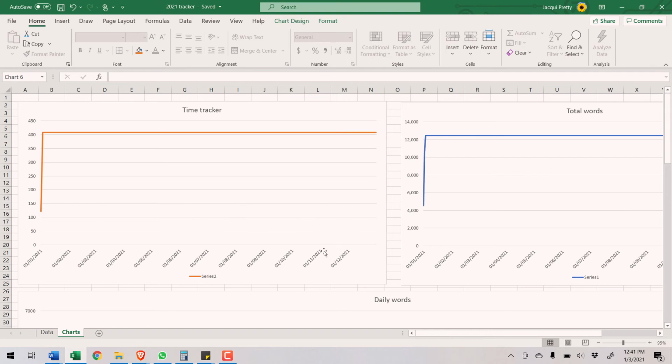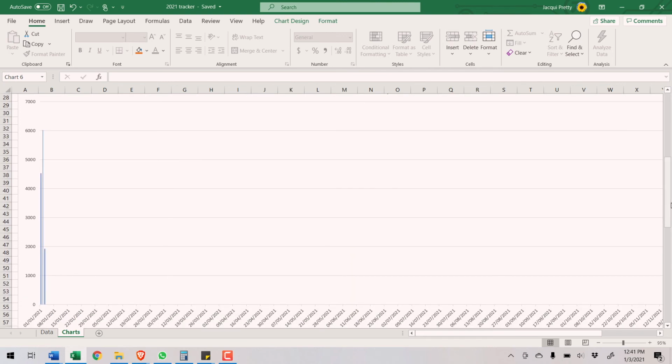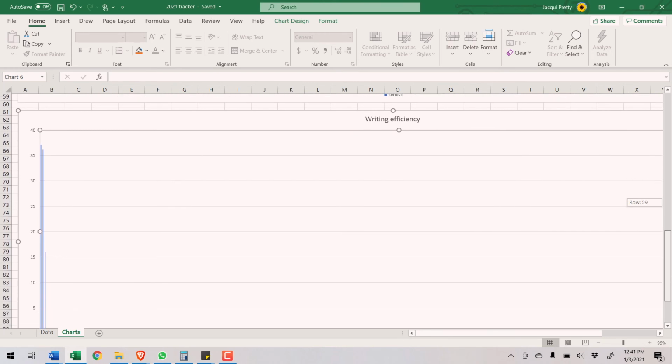So I might add to this over time, but at the moment there's a time tracker, which is just the cumulative amount of time, total words, the daily words, so that's a bar where each day you'll see the number of words, and it'll be interesting to see how much variation there is over time. And then writing efficiency, so this is the words per minute. I might also come up with some other measures to measure writing efficiency, but at the moment words per minute is the best one I've got. And that is an overview of how I'm going to be tracking my writing in 2021.